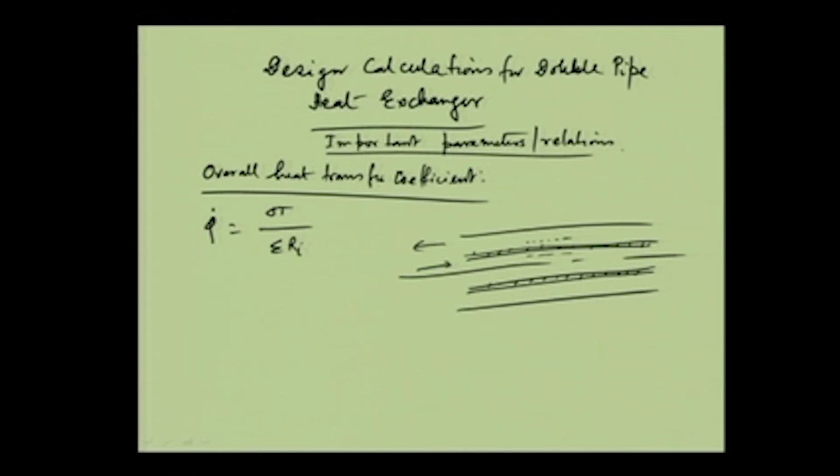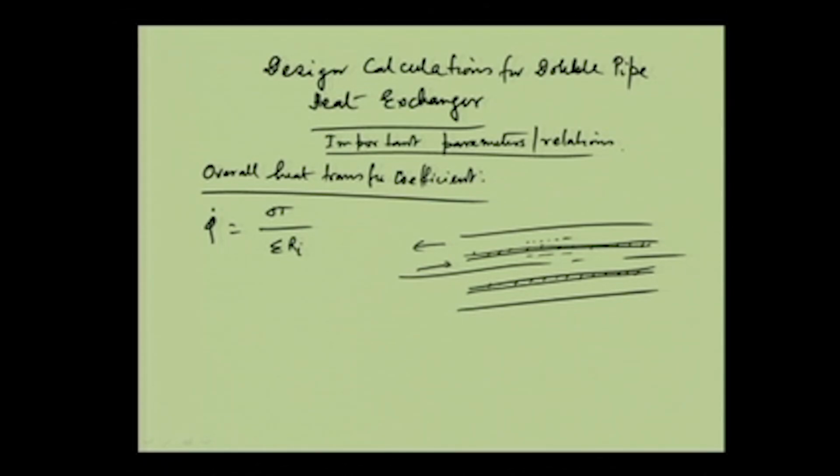These are the resistances due to the inside film of the inner tube, the outside film of the inner tube, and the resistance due to the thickness of the tube, and in that case we can write it that way.